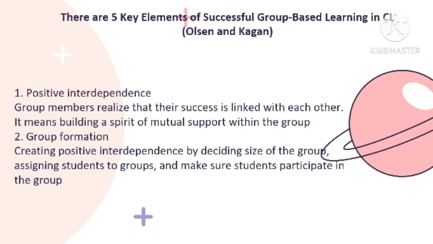There are 5 key elements of successful group-based learning in CL by Olsen and Kagan. 1. Positive interdependence. Group members realize that their success is linked with each other. It means building a spirit of mutual support within the group. 2. Group formation. Creating positive interdependence by deciding the size of the group, assigning students to groups, and making sure students participate in the group.